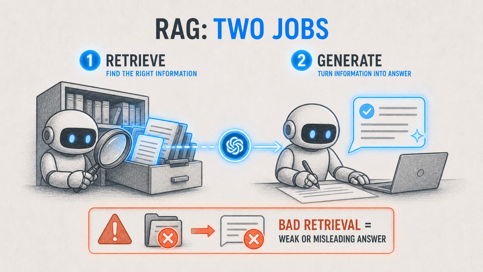RAG has two main jobs. The first job is finding the right information. The second job is turning that information into a helpful answer. If the retrieval is bad, even a strong model can produce a weak or misleading response.